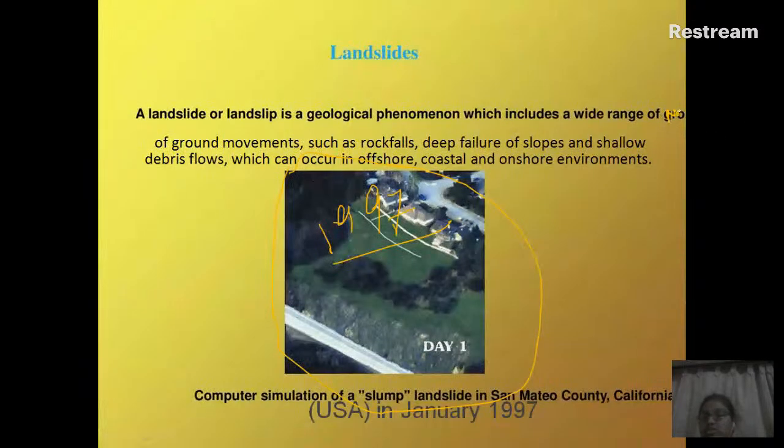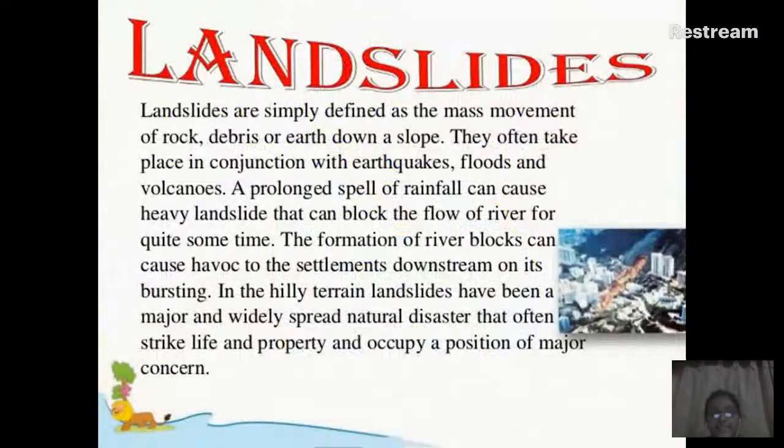movements such as rock falls, deep failure of slopes and shallow debris flows, which can occur in offshore, coastal, and onshore environments. Next, about the landslides.